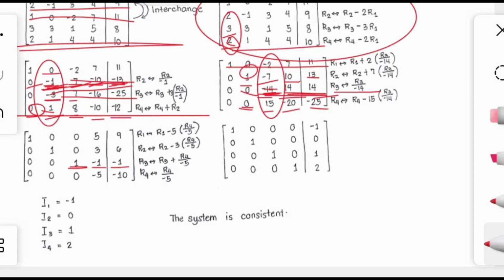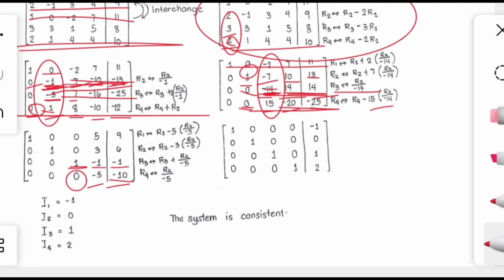And another one we have for the row 4. So we should let the 15 to be 0. So for us to have that, we get r sub 4 is equals to r sub 4 minus 15 multiplied to r sub 3 over negative 14. So 15 minus 15 times the 1, so we get the 0. And then it will follow in here. So negative 20 minus 15 times negative 1, we got negative 5. And then negative 25 minus 15 times negative 1, we got negative 10.